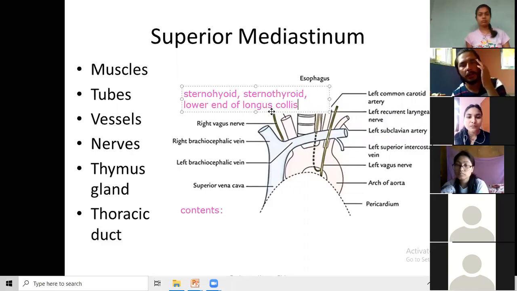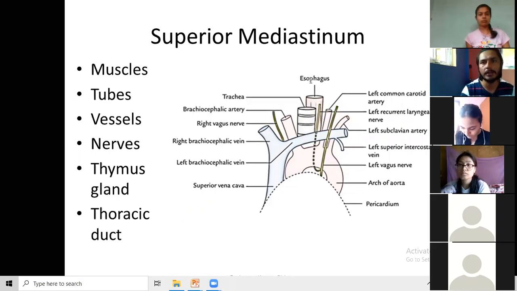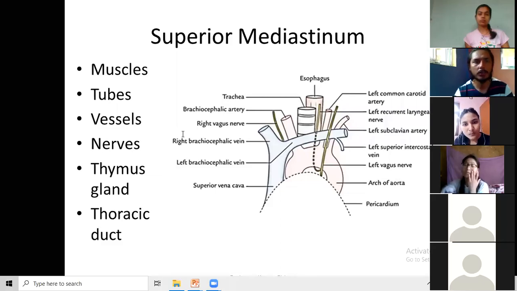So the name only suggests the attachment of these muscles. See, sternum to the hyoid bone is sternohyoid. Sternum to the thyroid is the sternothyroid. So next is the tubular structure. What are the tubular structures you see in this region? Two tubes are there. One is the food pipe, one is the wind pipe. One carrying the food, one carrying the wind. So the two tubes you will see are the esophagus and the trachea.